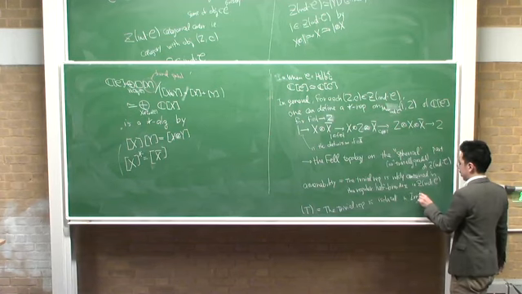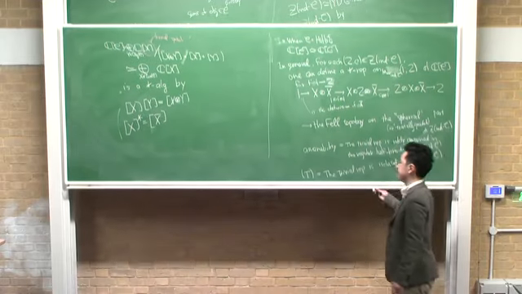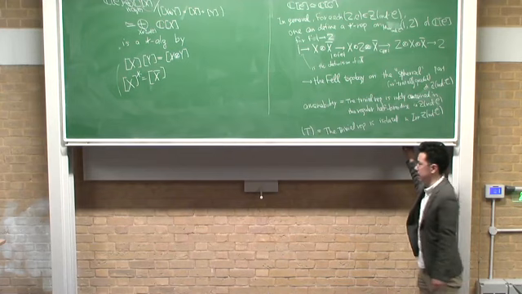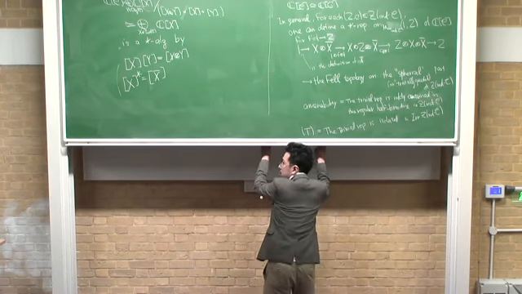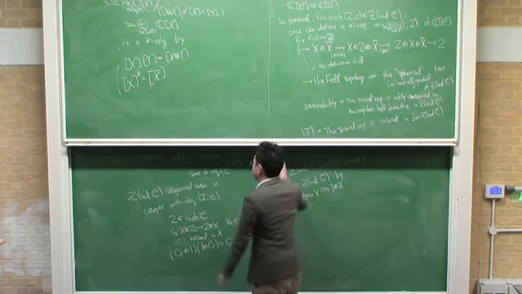So from next week, our goal is to find an example of a property T tensor category which is not coming from a group.